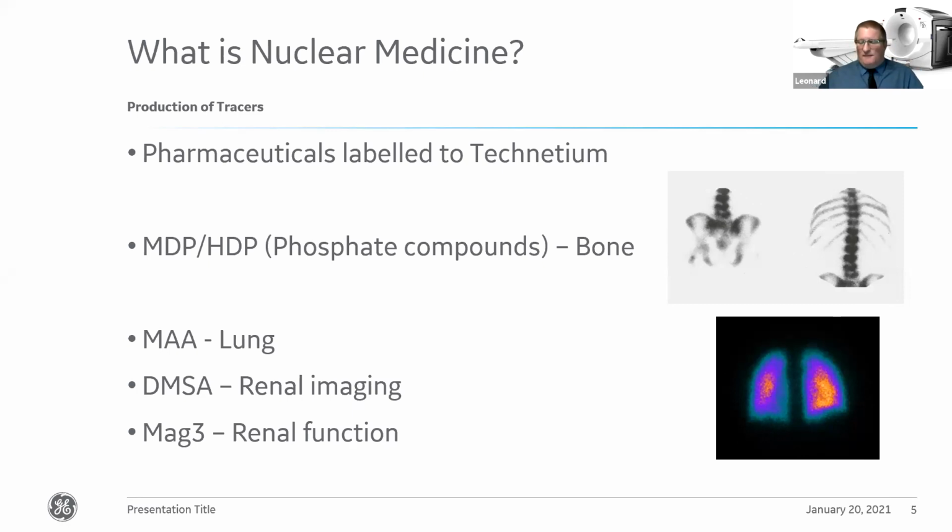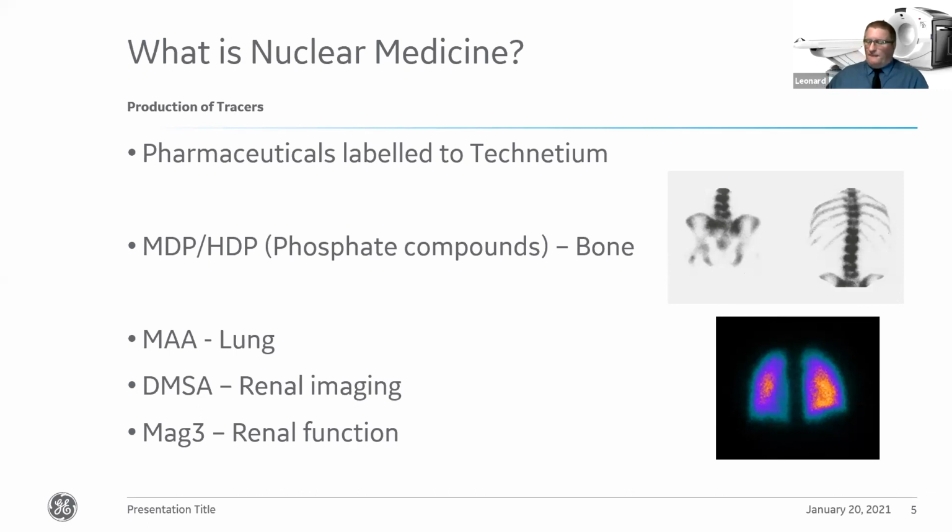We can then use macro aggregated albumin for lung imaging, where that will show where the blood supply is going within the lungs themselves. Again, the amount we're injecting is quite small, but it will stick within some of the small capillaries to show us if we've got any blood clots, for picking up things like pulmonary embolus, or if you need to have something like a lung volume reduction examination and procedure to remove some of the lung if you've got something like chronic obstructive airways disease and you need to get rid of some of those.